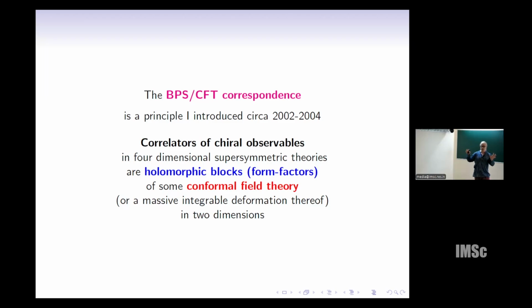So 6 is 2 plus 4. This encompassing 6-dimensional theory is a kind of Fourier transform which you can use to go between 2 and 4 dimensions. That's one way in which they're similar.